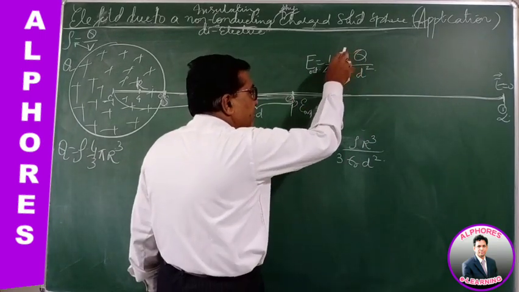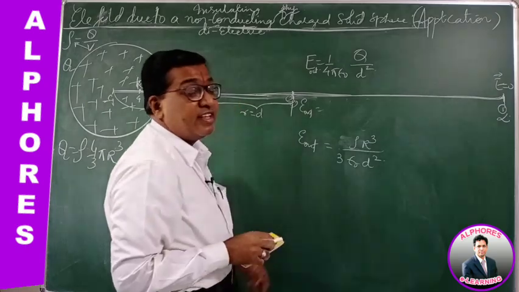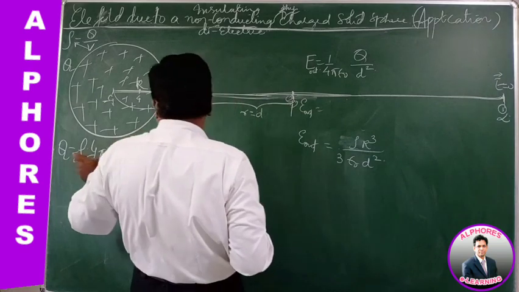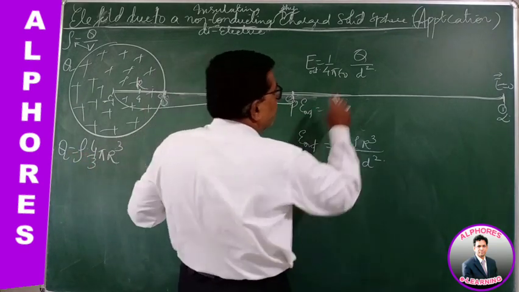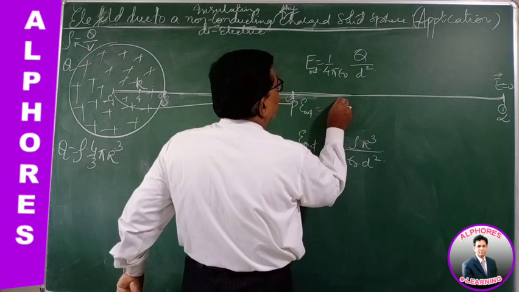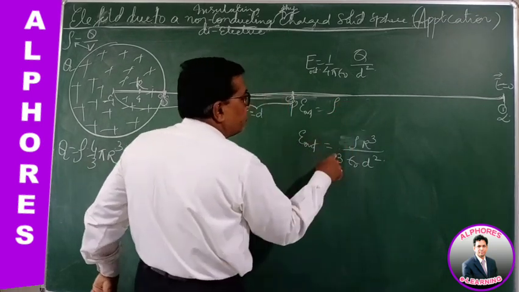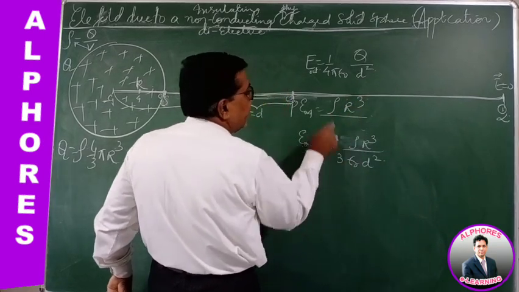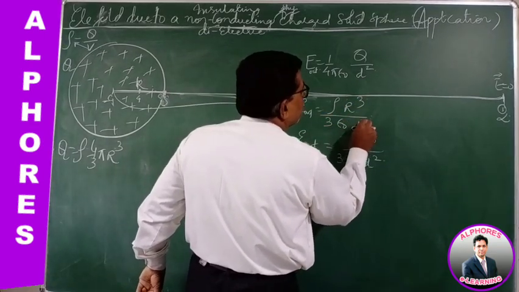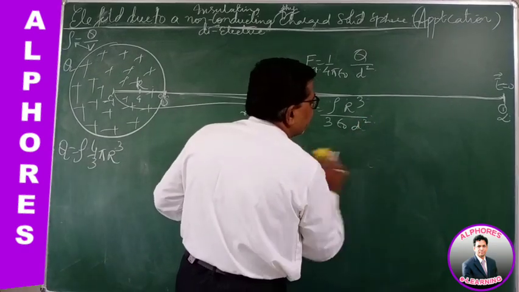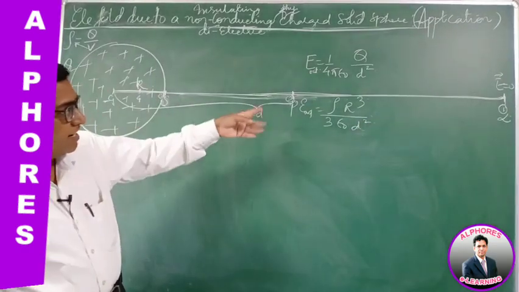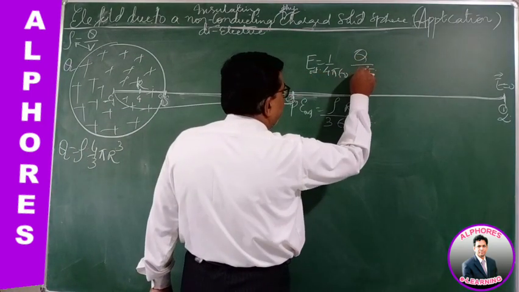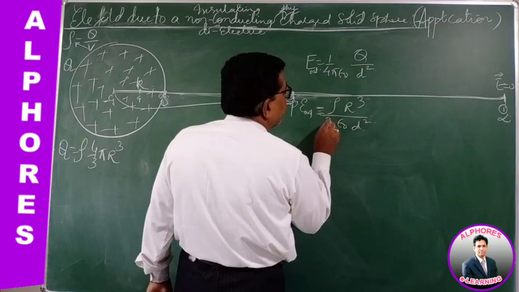If charge is given, it is 1 by 4 pi epsilon naught q by d square. If volume charge density rho is given, I am substituting for charge q. Q is rho times 4 by 3 pi r cube. So if I substitute that, 4 pi gets cancelled, and I get rho r cube by 3 epsilon naught d square, with 3 remaining in the denominator. So the magnitude of the electric field at any outside point is like this: 1 by 4 pi epsilon naught q by d square or rho r cube by 3 epsilon naught d square.